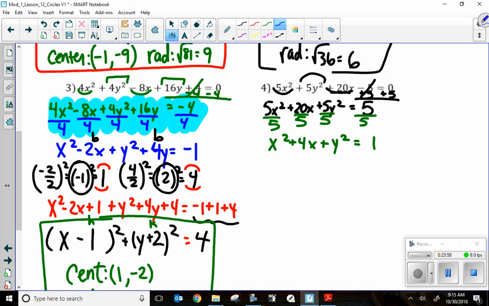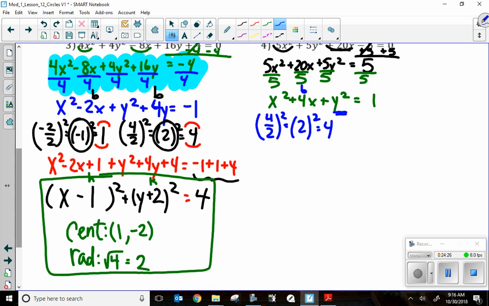Now I need to take the b values. Here's my b value for my x. 4, cut it in half, square it. That's 2 squared. That's 4. My y value doesn't have a b at all. So I'm not going to have to do that. My b value is 0. So there is nothing I have to do for y squared.